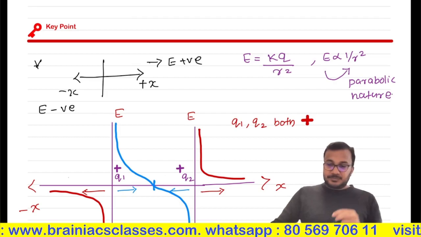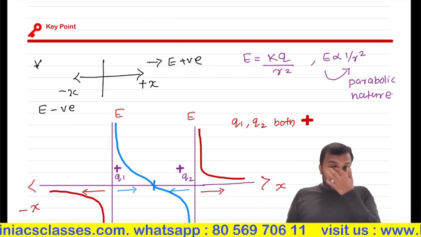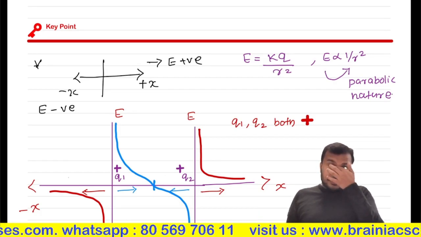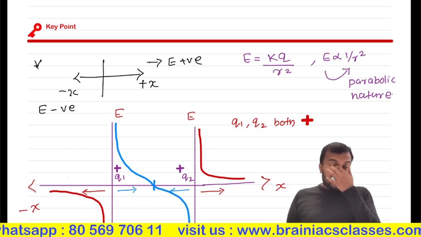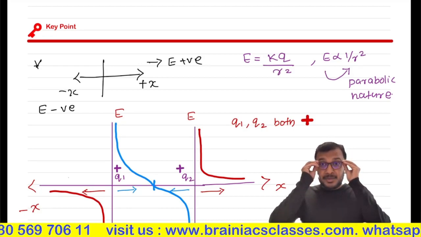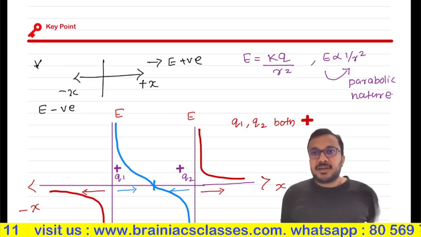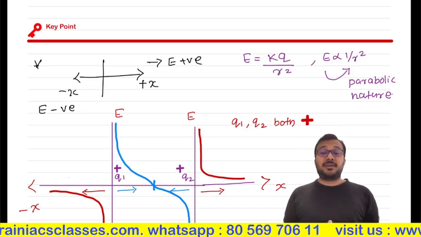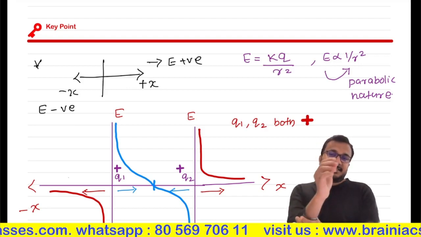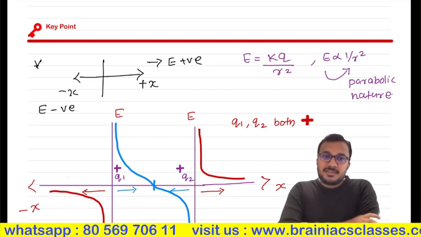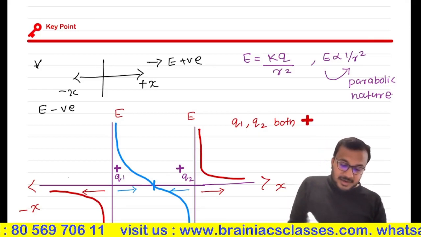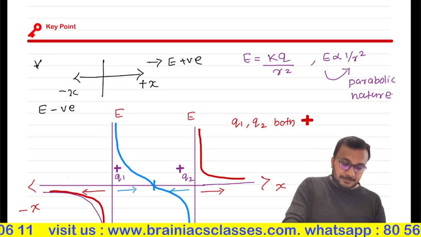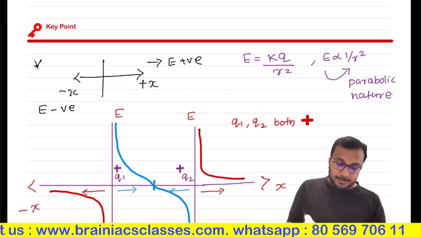Parabolic nature means it is a quadratic relation, right? E is proportional to 1 by R square means it's a parabolic structure, like y equals 4x square, the graph we have learned in 10th mathematics. Quadratic equations always have parabolic nature. The graph is like a parabolic shape here.